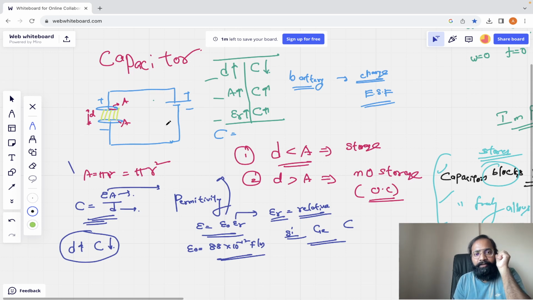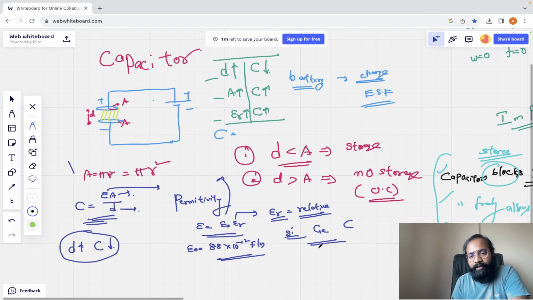Okay, it's a passive type of device, and you may ask, sir, why are we taking capacitance as a passive device? Because a passive device cannot deliver energy, but a capacitor will deliver energy. See guys, capacitors are delivering the energy. So why don't we take the capacitance as an active device?